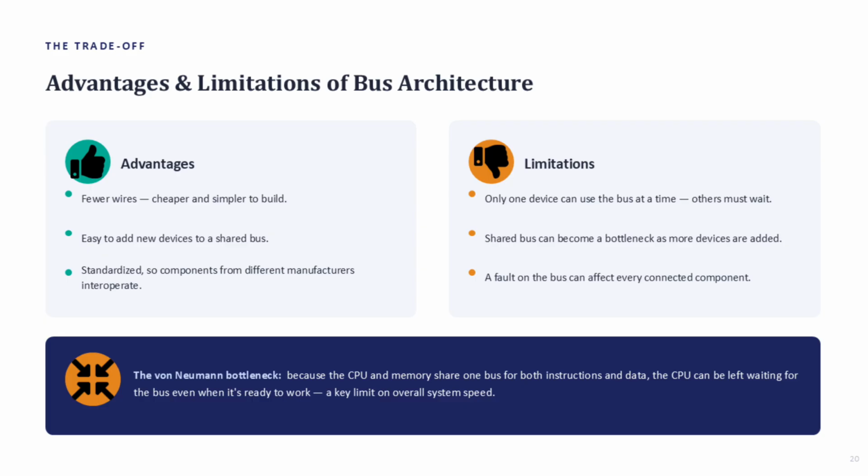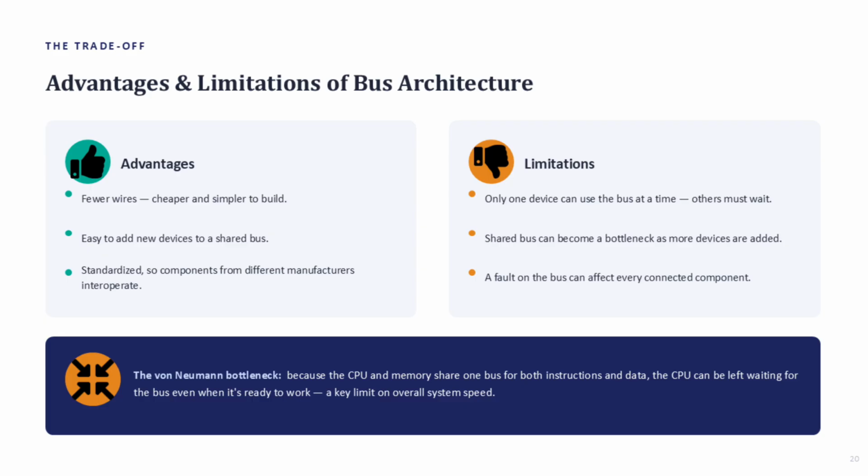Now, let's discuss the important concept mentioned at the bottom of this slide, the von Neumann bottleneck. According to your presentation, this bottleneck occurs because the CPU and memory share one communication pathway for both instructions and data. As a result, the CPU sometimes has to wait for memory transfer before it can continue processing. This waiting limits the overall speed of the system.